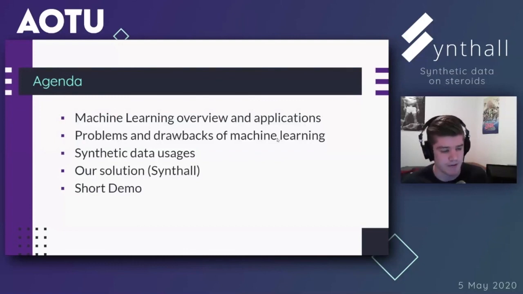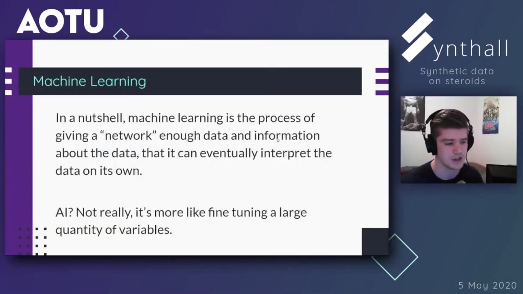Piggybacking off of that, I'll then talk about synthetic data usages and what synthetic data can do for your machine learning pipeline and what that can mean for your machine learning process. I'll show you our solution, Synthall, and how we've solved some of these problems and what we've done to make it easier on developers. There's one thing engineers are really good at, it's making their own jobs easier. And then after that, I'm just going to give a short demo of Synthall so far and what it looks like. So to begin, I want to talk about machine learning.